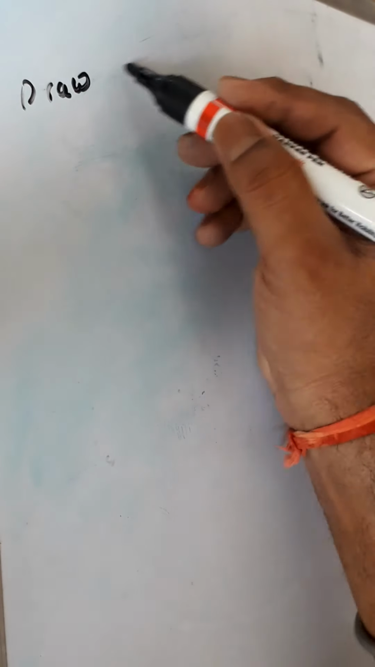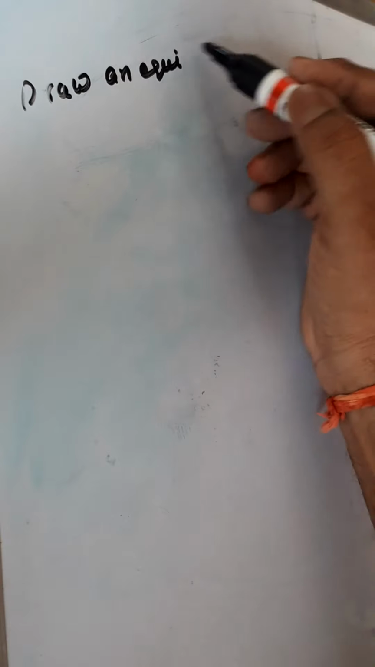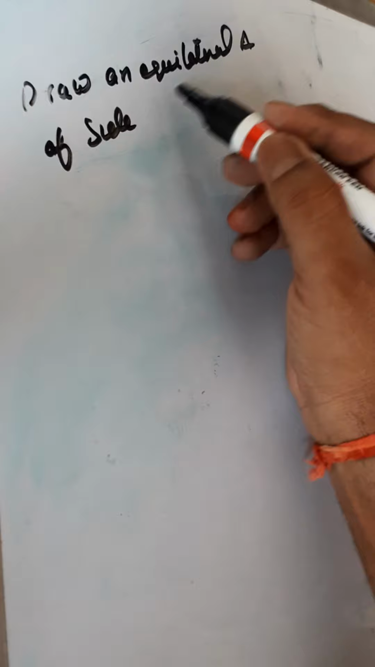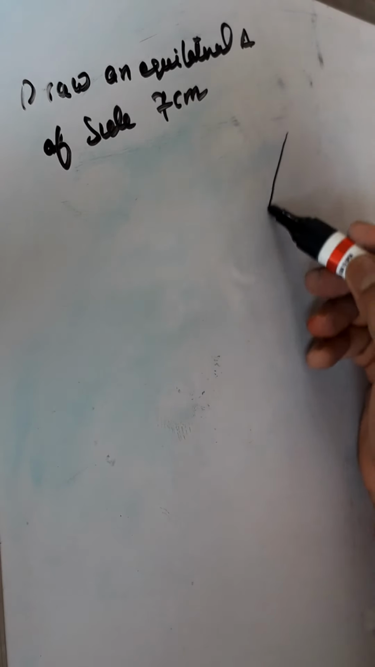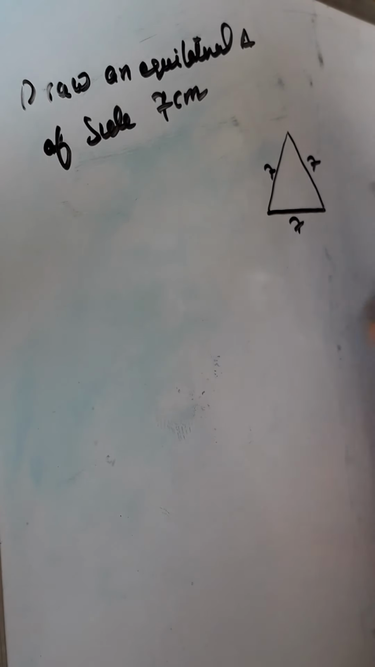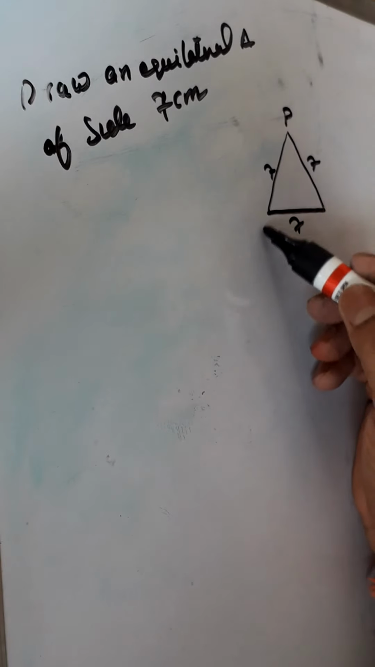Here in the next question we have to draw an equilateral triangle of each side 7 centimeter. Let us see. For this, the rough sketch will be like this. In an equilateral triangle, all the sides are equal, 7, 7, 7. We can name it as PQR, ABC, or anything.